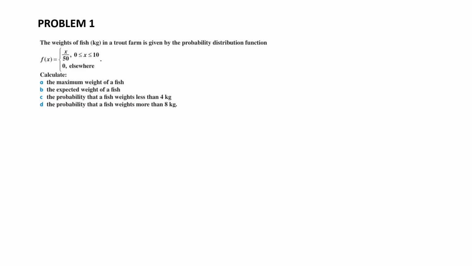So let us start with problem number 1. We have here the weight of fish in kilograms in a trout farm, given by the probability density function f(x) = x/50 on the interval from 0 to 10, and 0 elsewhere. First, we need to calculate the maximum weight of the fish.